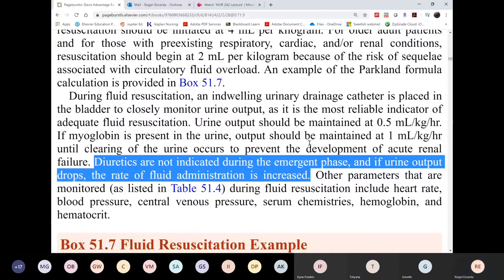No. No, because remember, during the first 8 to 36 hours, what's happening to the blood vessels? To the capillary membrane permeability? They're losing water. It's increased, right? So are all of these saline that you're giving at 1,010 mLs per hour going to stay in the bloodstream? No. Where is it going to go?